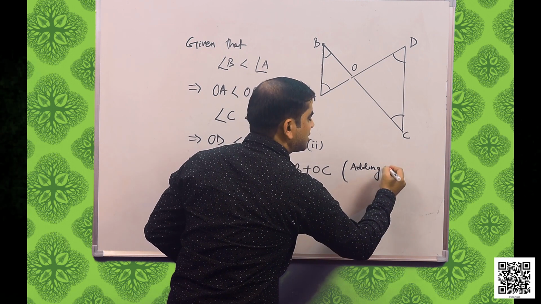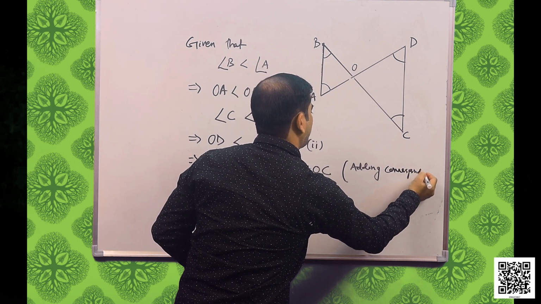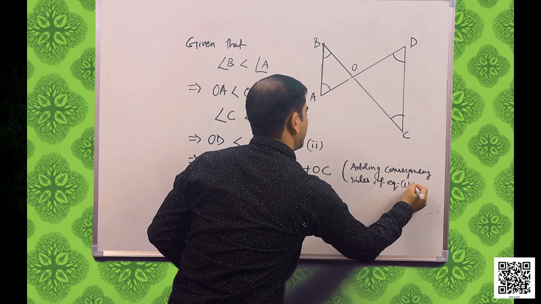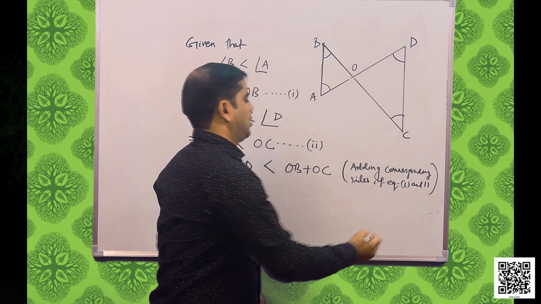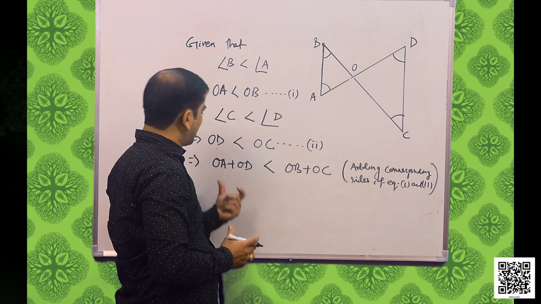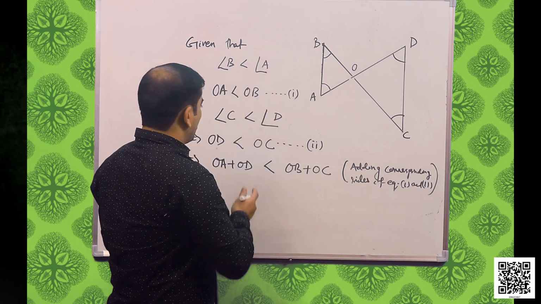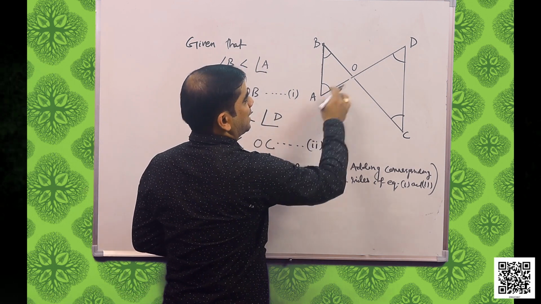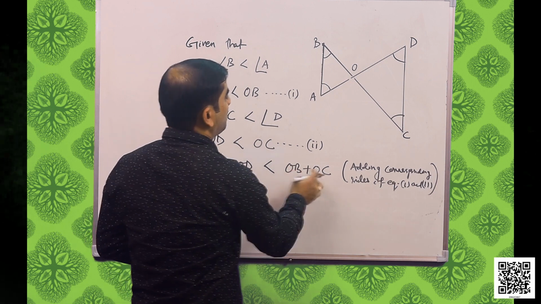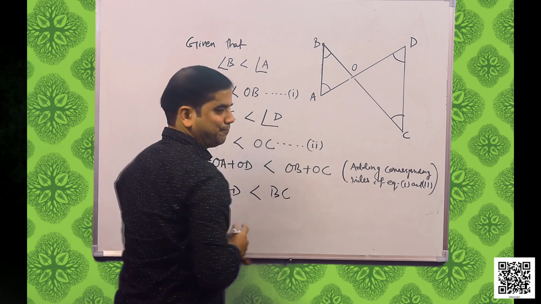What did I do? I have just added the corresponding sides of equation 1 and 2. Adding corresponding sides of equation 1 and 2, I have come to another equation: OA plus OD is smaller than OB plus OC. OA plus OD gives me AD, that implies AD is smaller than OB plus OC, and OB plus OC is our BC.